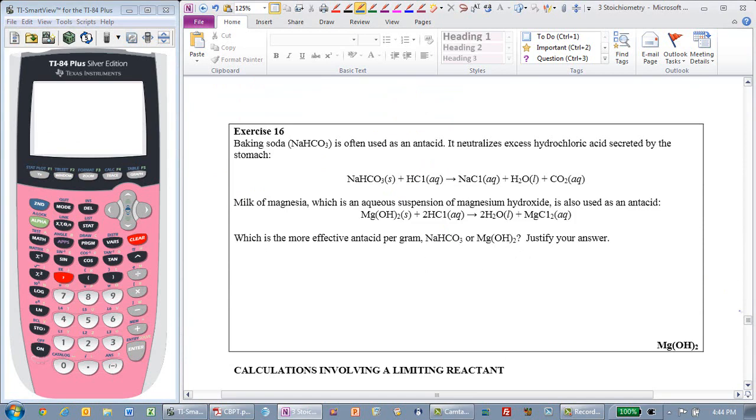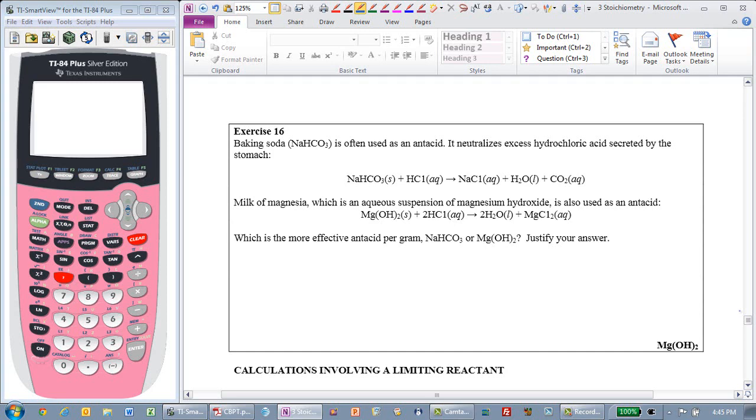All right, shall we try another? Exercise 16, baking soda. Sodium bicarbonate is often used as an antacid. That's what my grandma always taught me to do if I had an upset stomach, is just put a teaspoon of that in a glass of water and drink it. Much cheaper than all that stuff they sell. It neutralizes excess hydrochloric acid secreted by the stomach, and so they gave us a balanced equation, which is very, very kind.